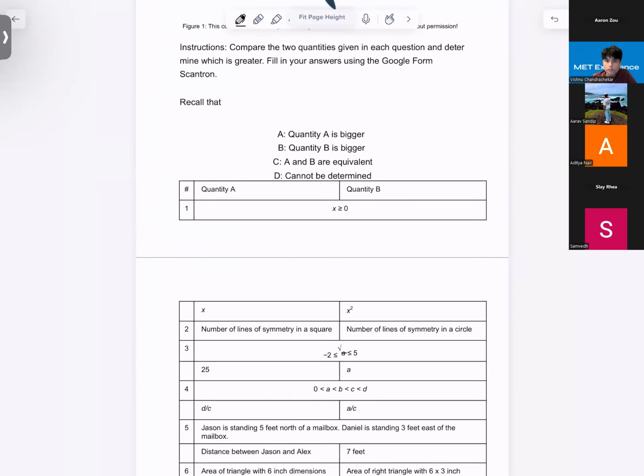All right. For question one, the answer would be D here because it really depends on the value of x. For example, if x was between 0 and 1, the answer option A would be bigger. But if x was equal to 1, both of them would be equal. But if x was greater than 1, Quantity B would be bigger. So we really don't know until we know the value.